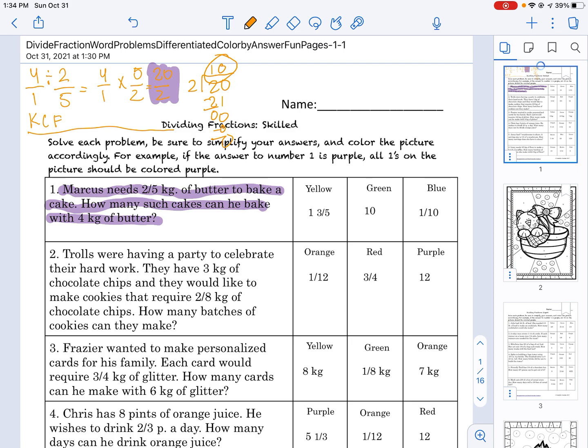So now, a way I can check my answer, I'll write a 10 here, is I'm going to look over here to see, is there a 10? And there is. I see a 10 right here under green. So that means all of the number ones on whatever picture you're coloring, I'm going to shade in green.